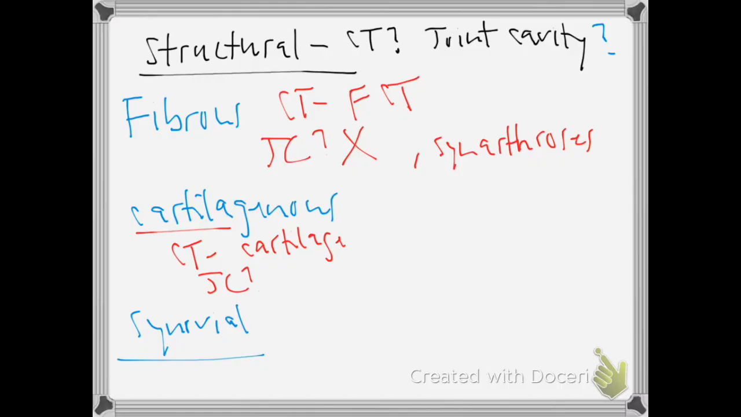Okay. These don't have a joint cavity. So before synovial, because we're going to spend time on that, let's do some examples of fibrous and cartilaginous. So we do fibrous examples.